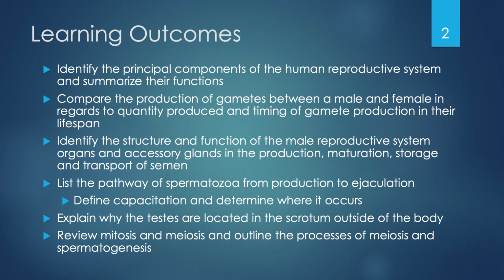List the pathway of spermatozoa from production to ejaculation, and in this, a subsection being to define capacitation and determine where it occurs. Explain why the testes are located in the scrotum outside of the body, and to review mitosis and meiosis, and outline the processes of meiosis and spermatogenesis.